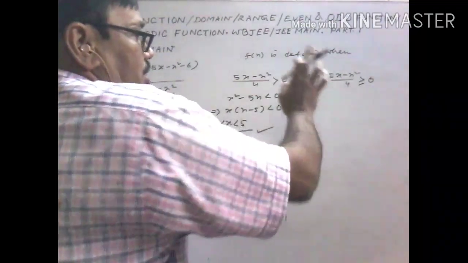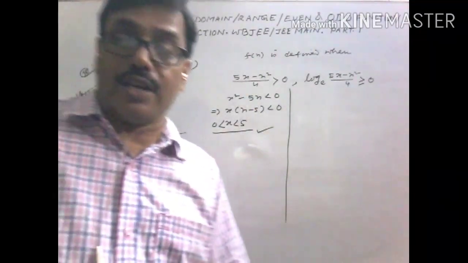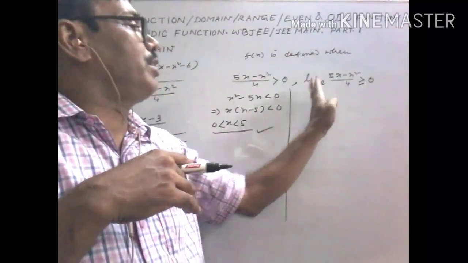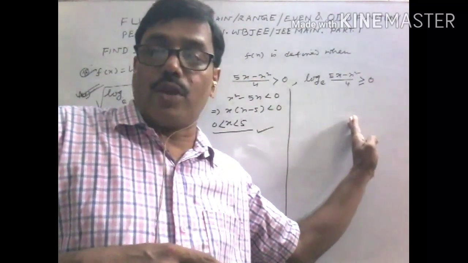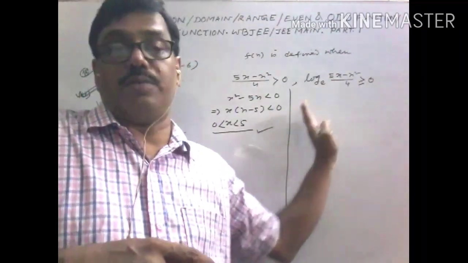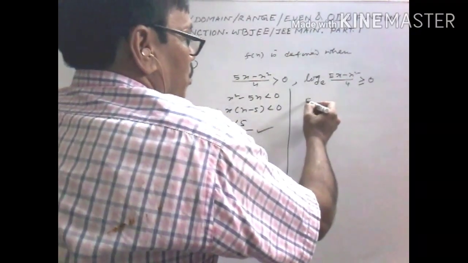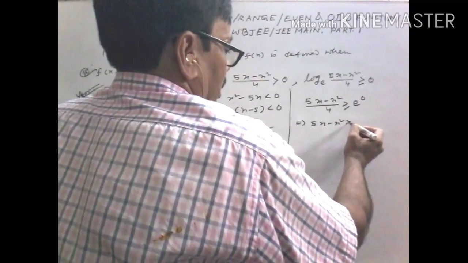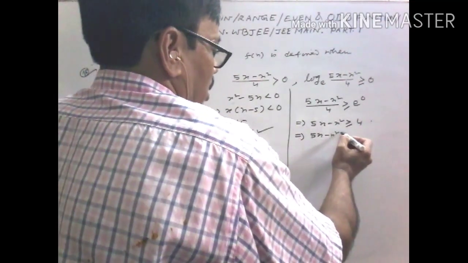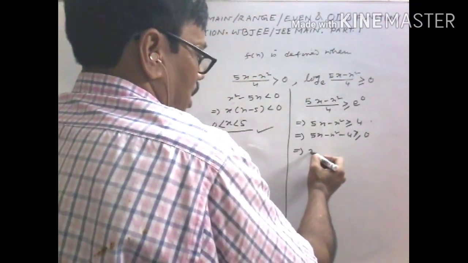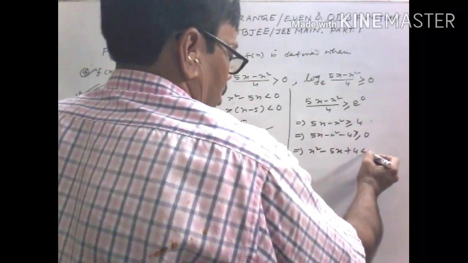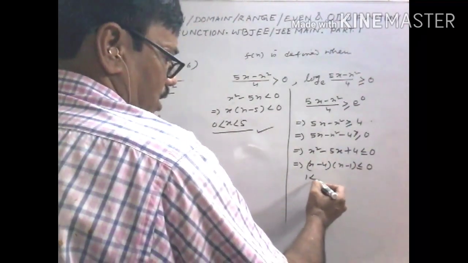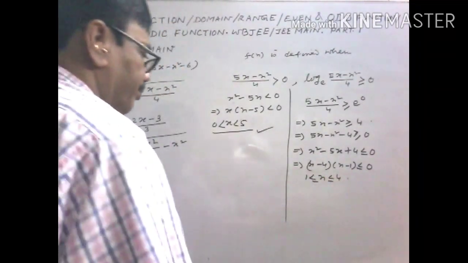So we are getting one set of solution. Now if the base is greater than 1, e, which is the base of log, 2.718, so if we omit the logarithm, the inequality stays the same, but if the base is less than 1, the inequality reverses. For this problem, this is e, so greater than 1, so 5x minus x square by 4 greater than or equal to 0 in the log, so 5x minus x square greater than or equal to 4. So, 5x minus x square minus 4 greater than or equal to 0. So, multiply by minus: x square minus 5x plus 4 less than or equal to 0. So, x minus 4, x minus 1 less than or equal to 0. So, 1 less than or equal to x less than or equal to 4.